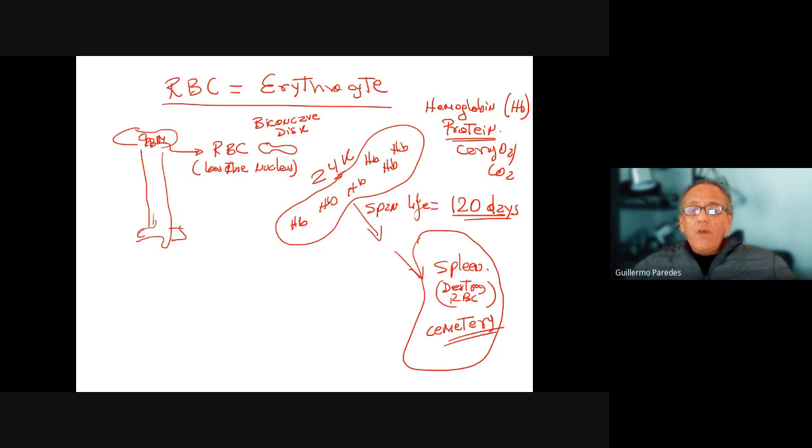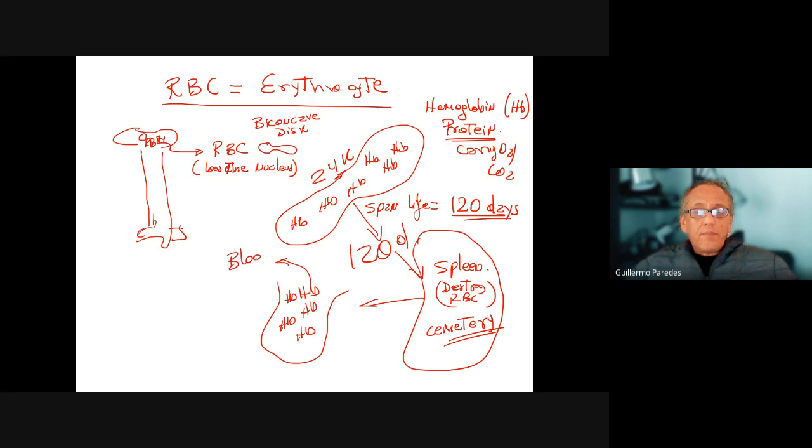How long do they live? 120 days. Once the spleen destroys the red blood cell, it is opened, and all the hemoglobin is going to come out. They destroy the cell membrane of the red blood cells, and the hemoglobin comes out, and where does it go? To the bloodstream. The hemoglobin combined with water is going to produce bilirubin. What is bilirubin? It's a pigment. This bilirubin then is taken by the liver.